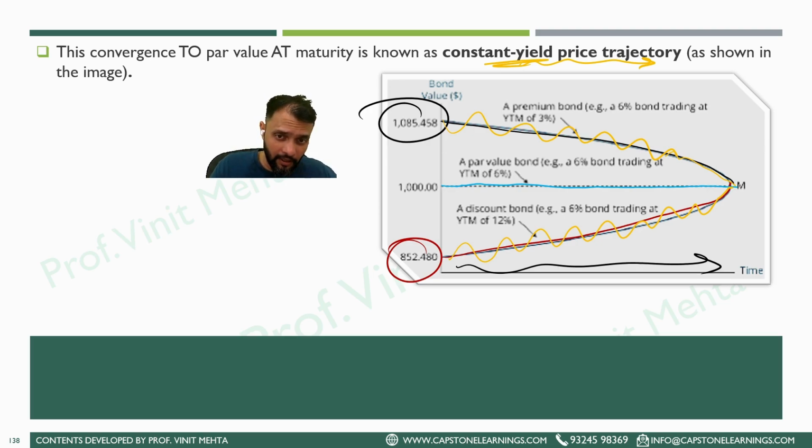So yeah, but nonetheless, from the theory point of view, we assume that the yield will stay constant for the remaining life of the bond, and hence the trajectory, the smooth road. Are you clear about this?